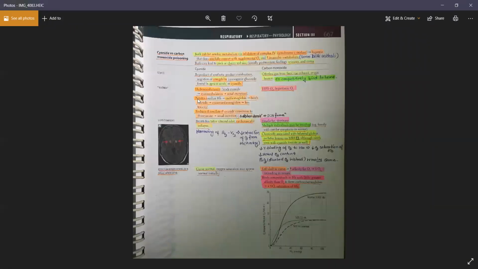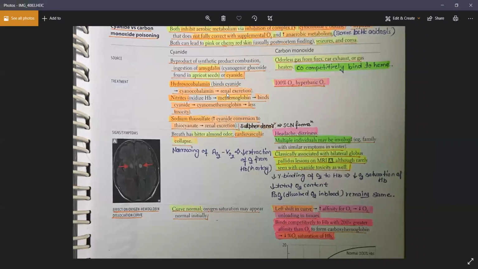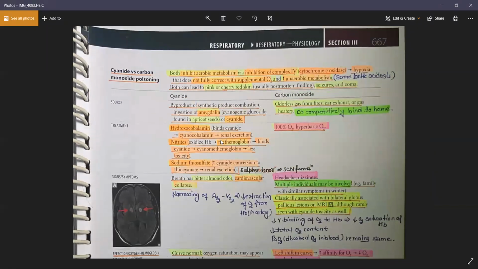Okay. Now, two poisonings, cyanide poisoning and carbon monoxide poisoning. In both of the poisonings, the major thing that these two poisons do is to block complex 4 of the electron transport system. As a result, because the cytochrome C oxidase is now blocked, the oxygen cannot be utilized to form water. If the oxygen cannot be utilized to form water, you cannot have ATP production, and when the cells do not get the energy, they will die, right?